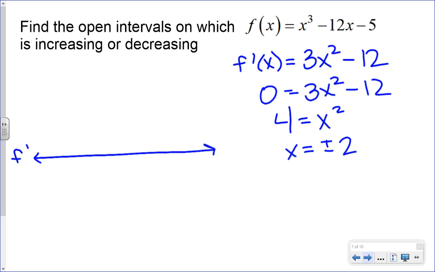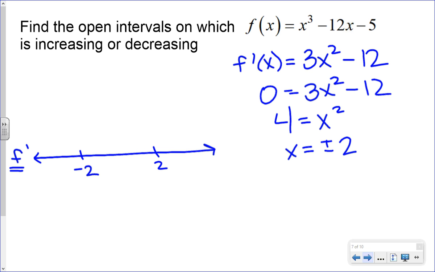Okay. Keep going. Okay. So we're going to put our critical points on the number line. Okay, now this is our first derivative number line, which means when we are testing values in the interval, we need to test them in the first derivative.